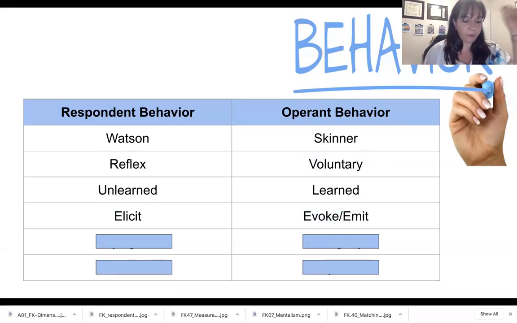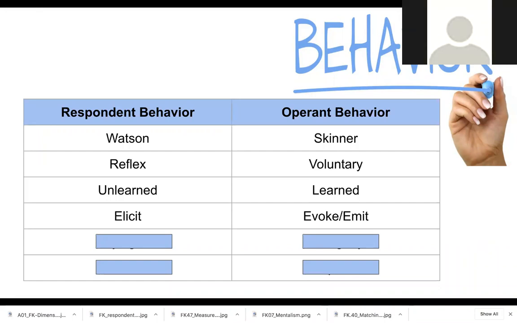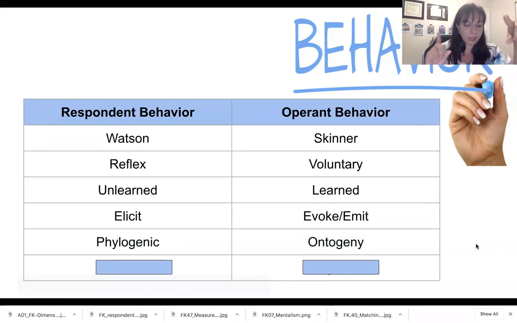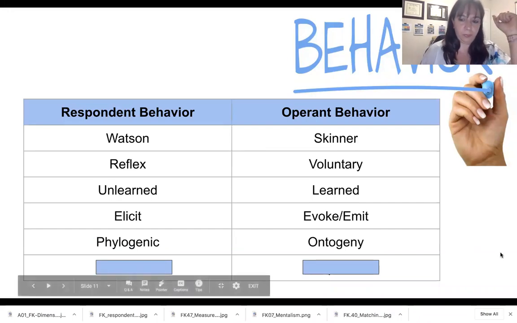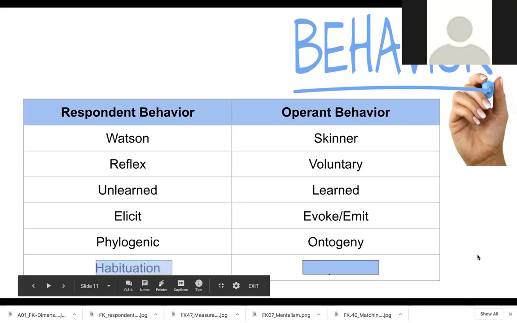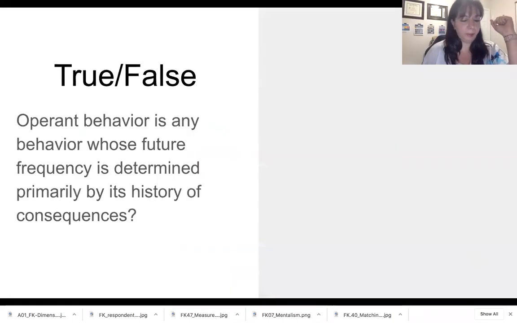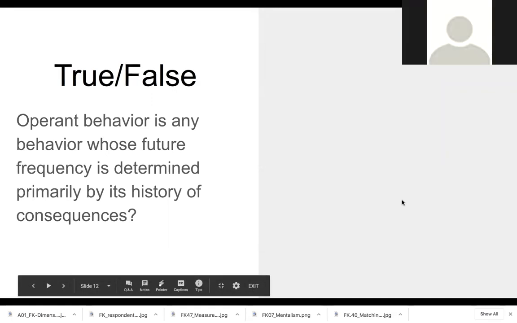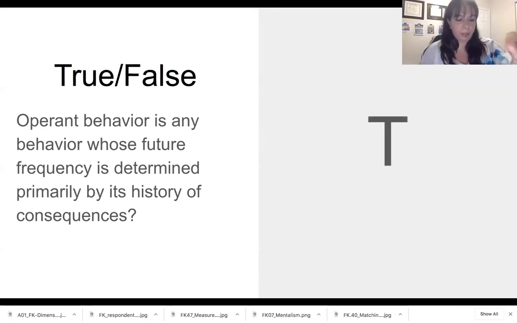All right, now we're going to do it backwards. Operant, is it phylogenic or ontogenic? Ontogenic. And respondent is? Phylogenic. Very good. The last two we're going to go over are habituation and adaptation. For operant, which one is it? Adaptation. Nice job, guys. You know this part. All right. True or false? Operant behavior is any behavior whose future frequency is determined primarily by its history of consequences. True. You guys were confident about it. That's good.